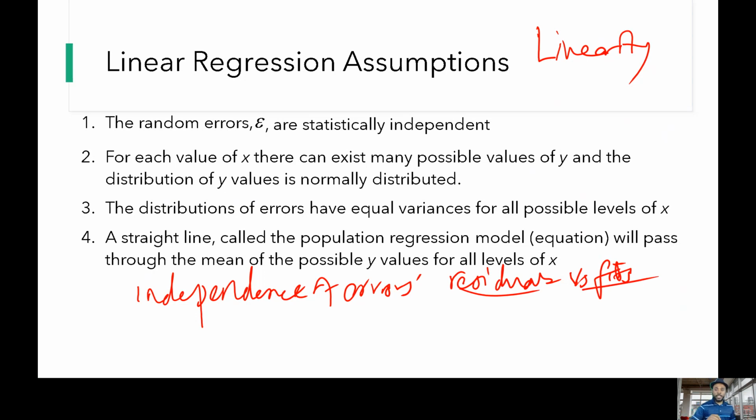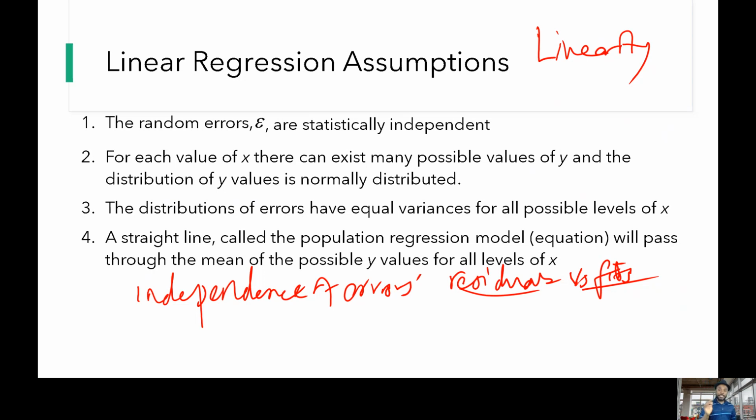And one other assumption is the normality of errors. And then we also have the equal variances, as I mentioned. So the equal variances means the variance of the residuals should be consistent across all predicted values. So we check this by examining the scatter plot of residuals versus fits. Now, the variance of the residuals should be consistent across the x-axis.